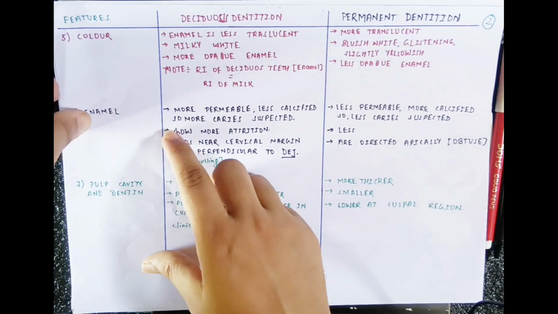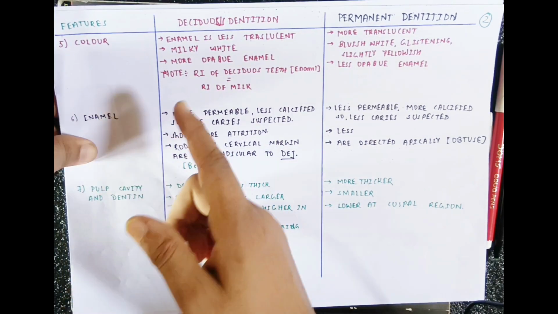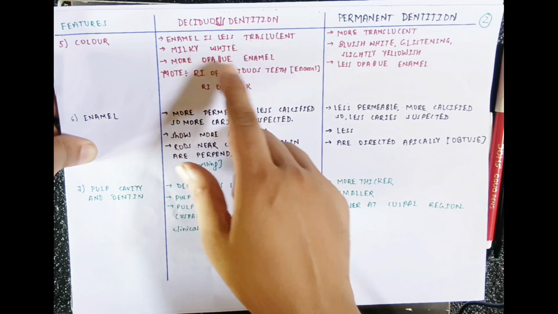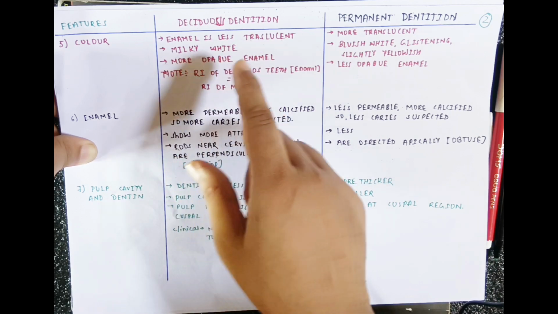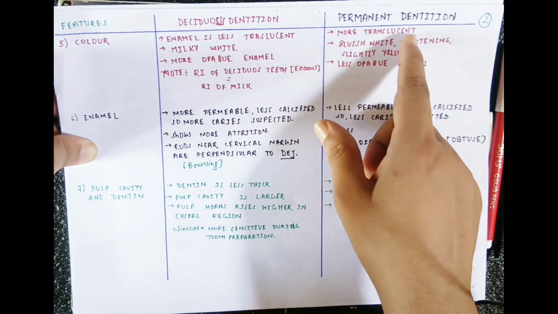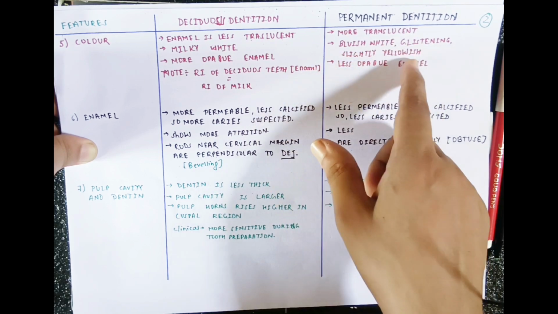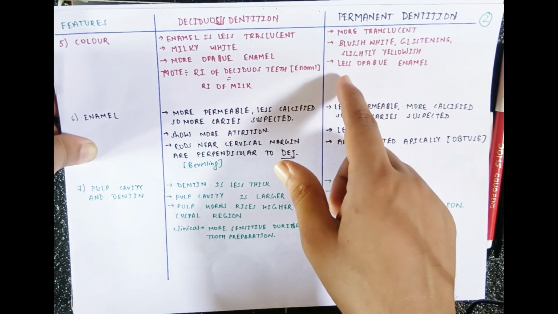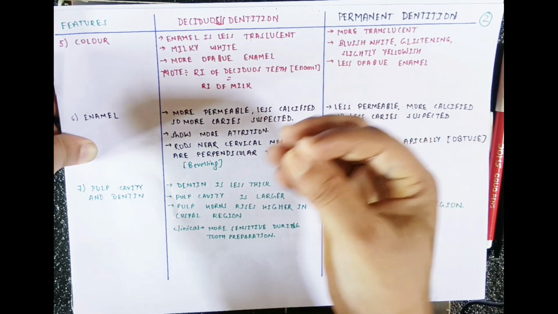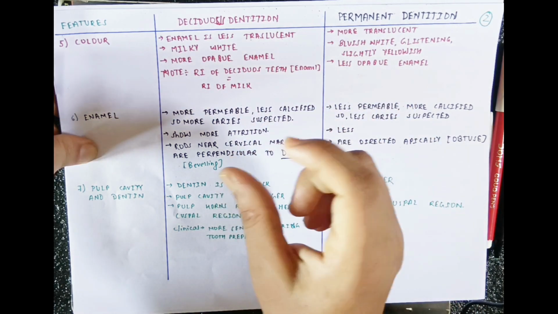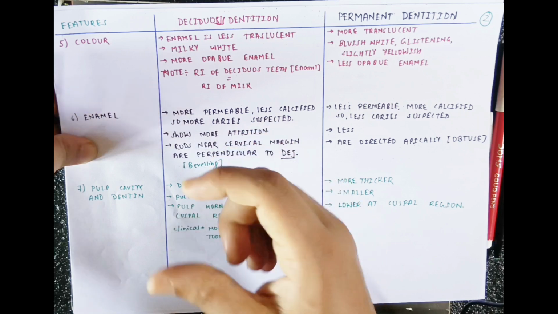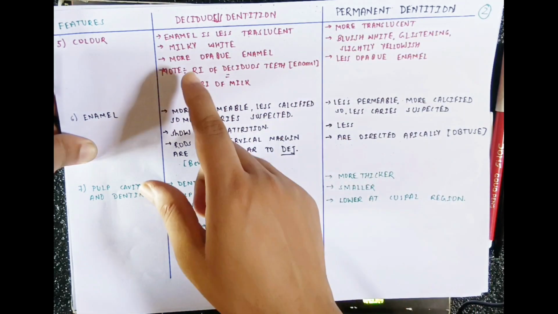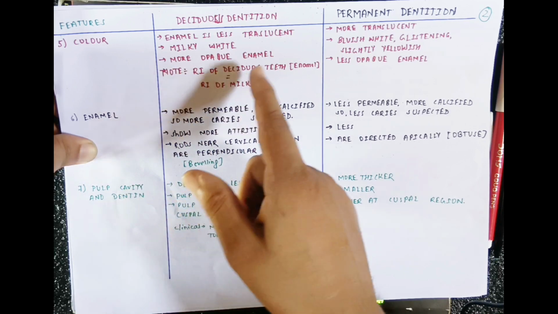in the features again we can see here I have written color. In color we can see that as enamel is less translucent here, the teeth appear milky white. Here the enamel is more translucent and appears bluish white, glistening and slightly yellowish. Due to the more translucency of the enamel in the permanent dentition, there is less opaqueness of the enamel, due to which the dentin, which is yellow, is slightly seen from outside the tooth and it appears slightly yellow. Similarly here it is milky white, as more opaque enamel is present here.